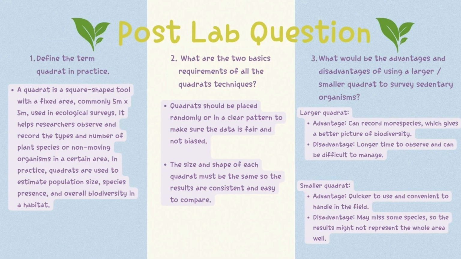For the post-lab question, first question, define the term quadrat in practice. A quadrat is a square-shaped tool with a fixed area, commonly 5 x 5 meters, used in ecological surveys. It helps researchers observe and record the types and number of plant species or non-moving organisms in a certain area.